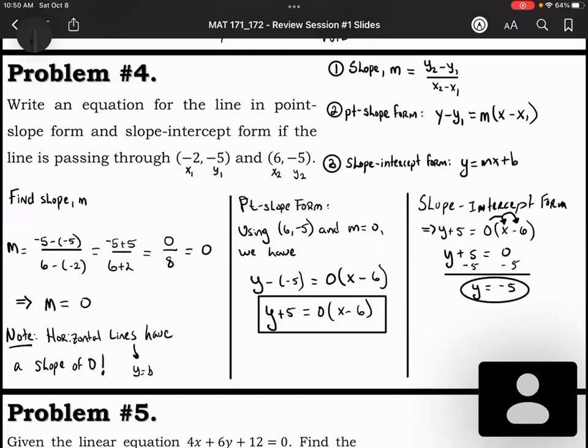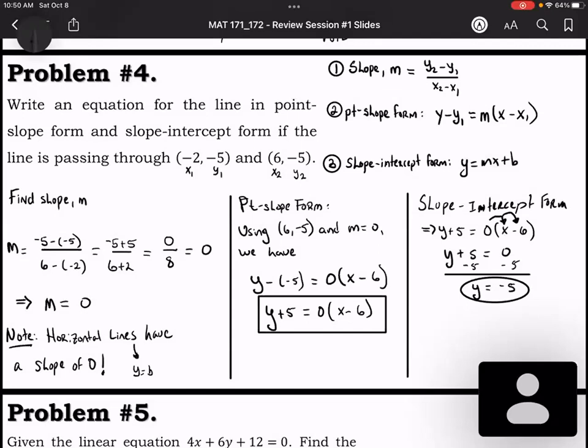And that's your equation now in slope-intercept form. Again, you're probably wondering what happened to the mx, right? Putting that in quotes. Just remember, the slope was 0. Anytime that you have a slope of 0, you're dealing with a horizontal line, and its equation is in the form of y equals b.